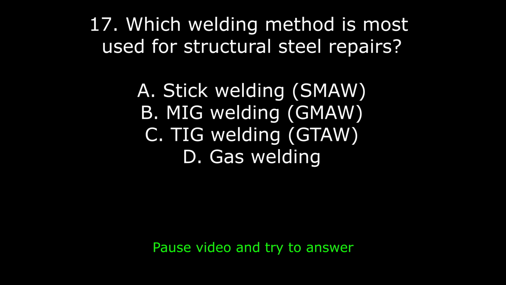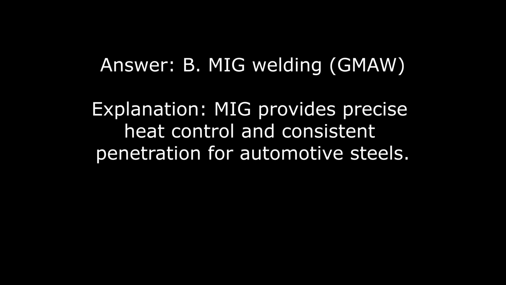17. Which welding method is most used for structural steel repairs? A. Stick welding, SMAW. B. MIG welding, GMAW. C. TIG welding, GTAW. D. Gas welding. Answer: B. MIG welding, GMAW. Explanation: MIG provides precise heat control and consistent penetration for automotive steels.